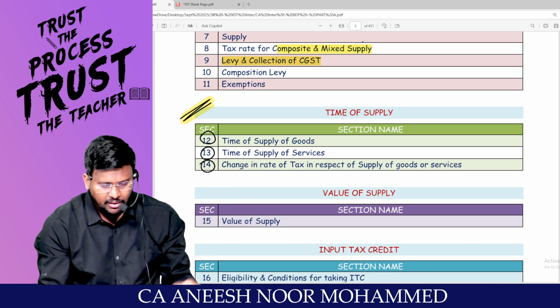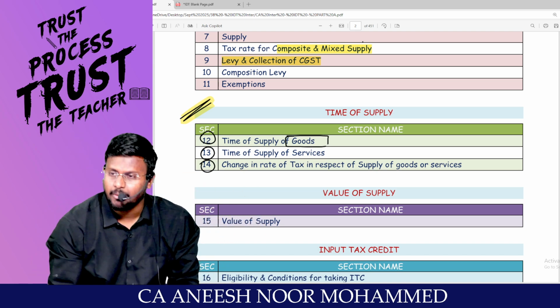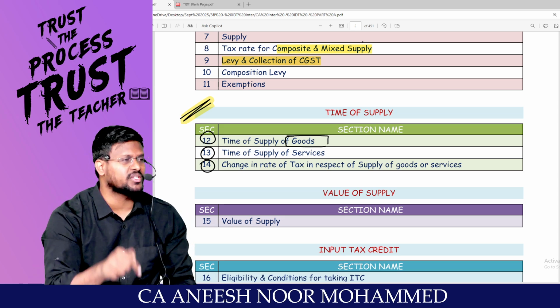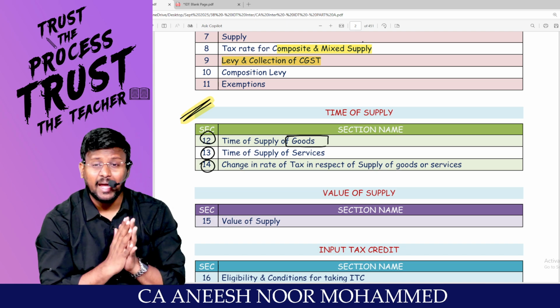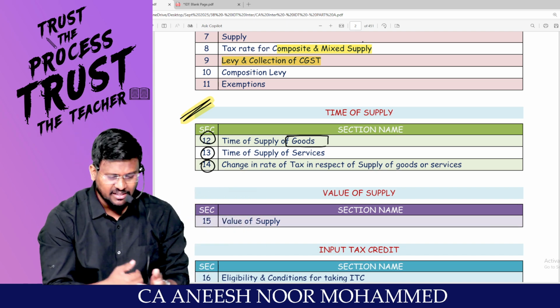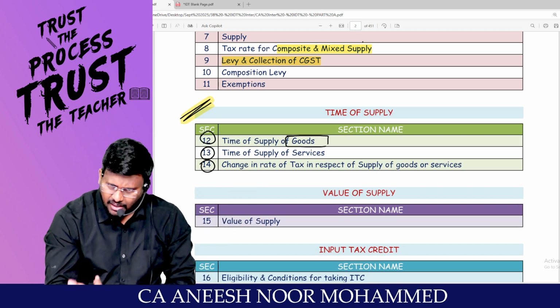Section 12, time of supply of goods. Are you a supplier of goods? Then follow section 12. No, sir, I am not a supplier of goods. I am a supplier of services. Then follow section 13.